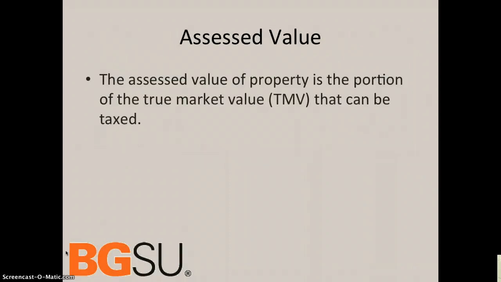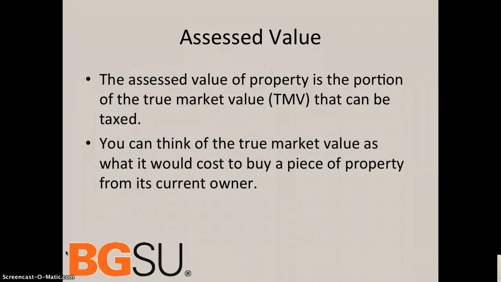So, assessed value. The assessed value of property is the portion of the true market value that can be taxed. So you buy a house, there's a portion of that house that is taxable, and that taxable amount is known as the assessed value. You can think about the true market value as what you would pay if you were to buy the house from the current property owner.